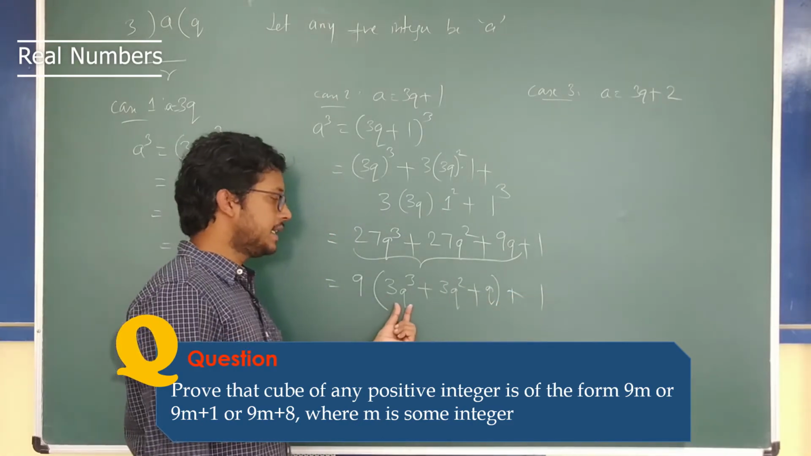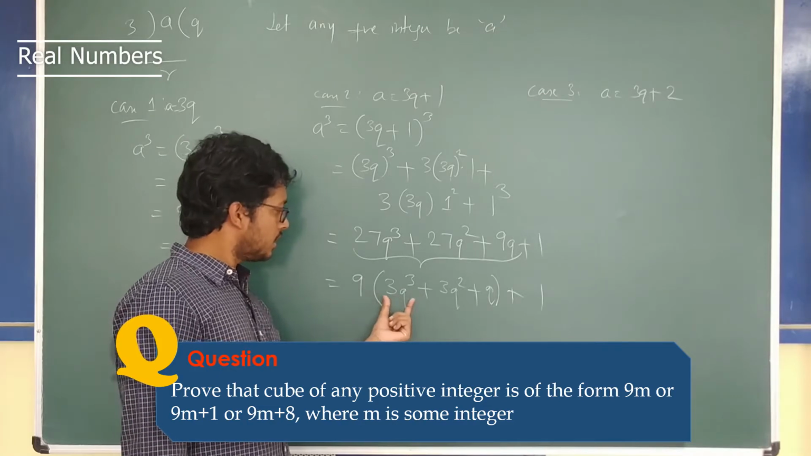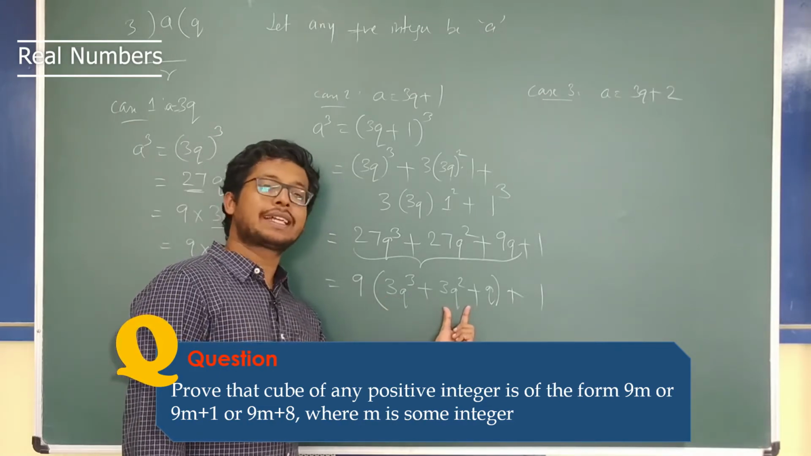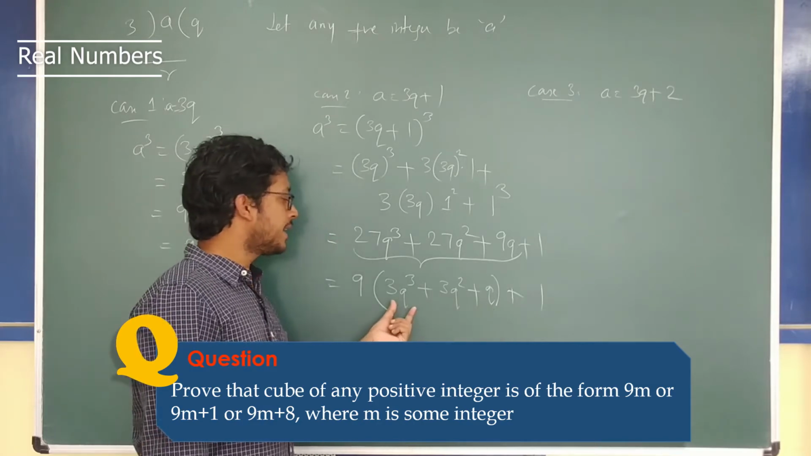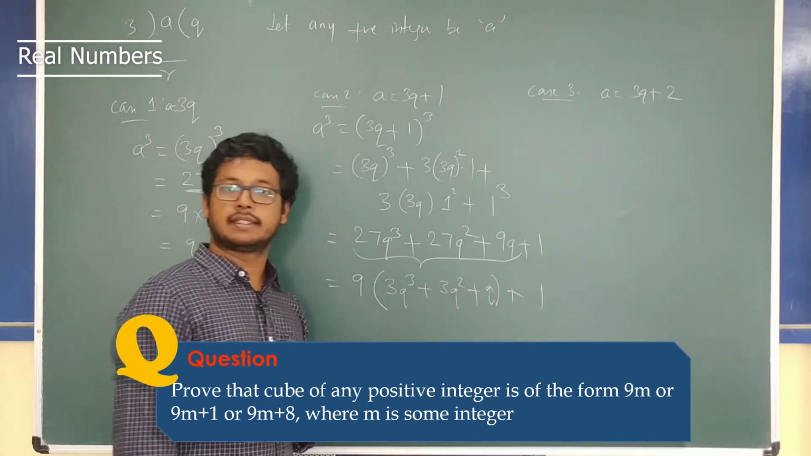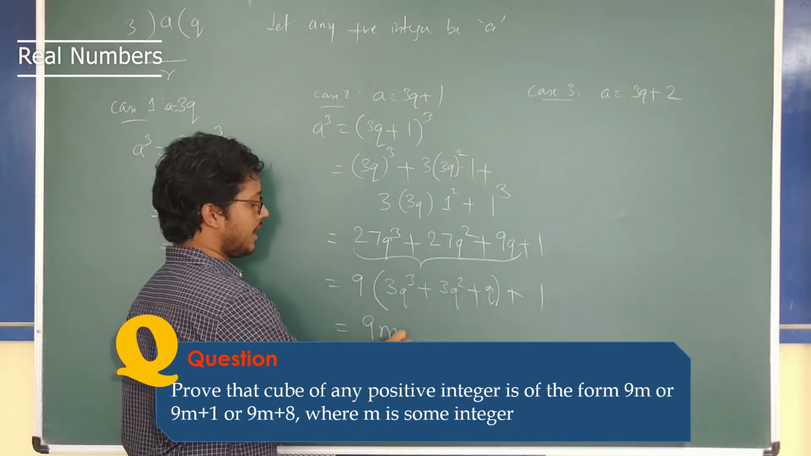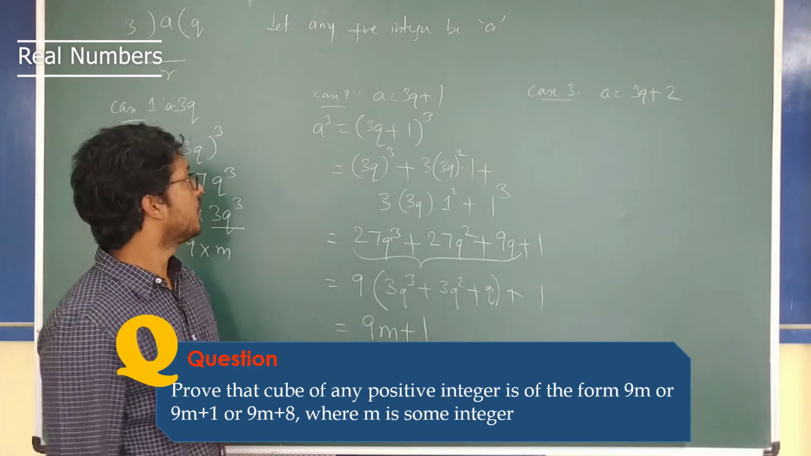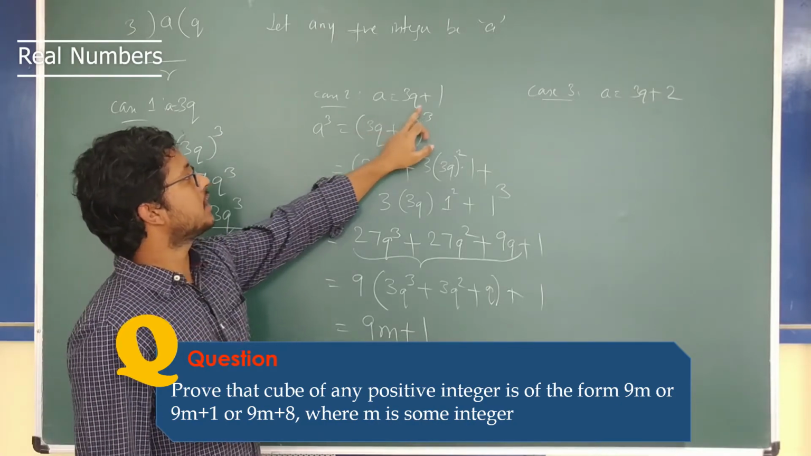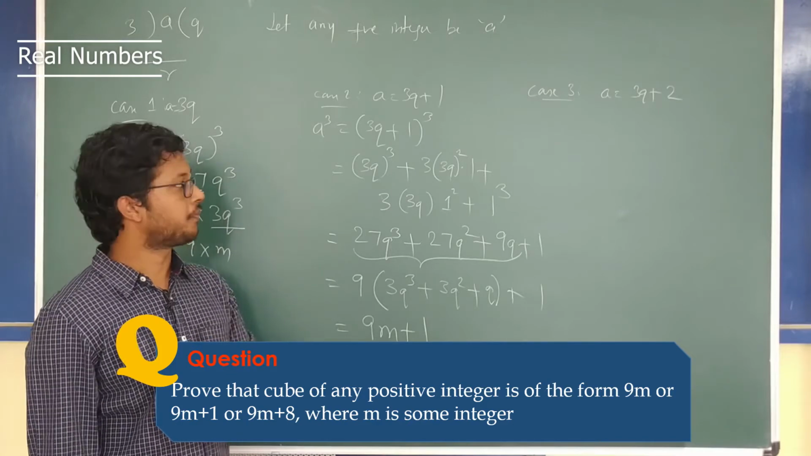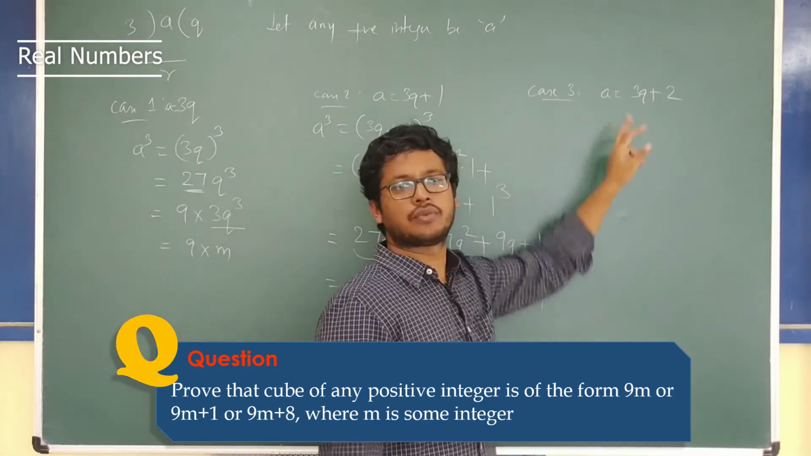Now if you see, q is an integer, q cube is an integer, into 3 is again an integer. q square is an integer, into 3 is again an integer, q is an integer. So we are adding integer plus integer plus integer. The resultant is again another integer. So we'll write that integer as m, plus 1. So when you took a as 3q plus 1, the resultant is in the form 9m plus 1. So let's see if it is true for this one as well.